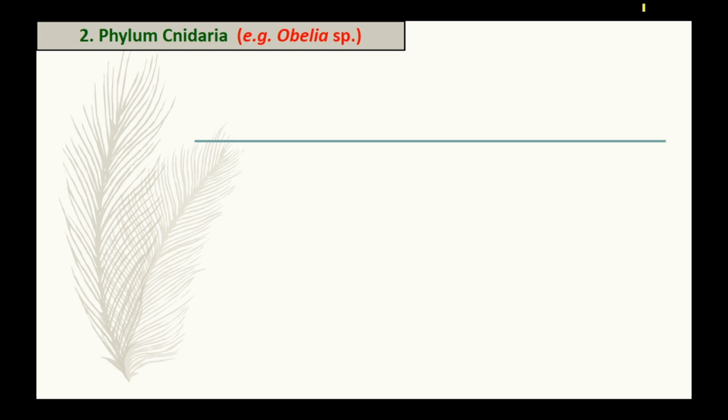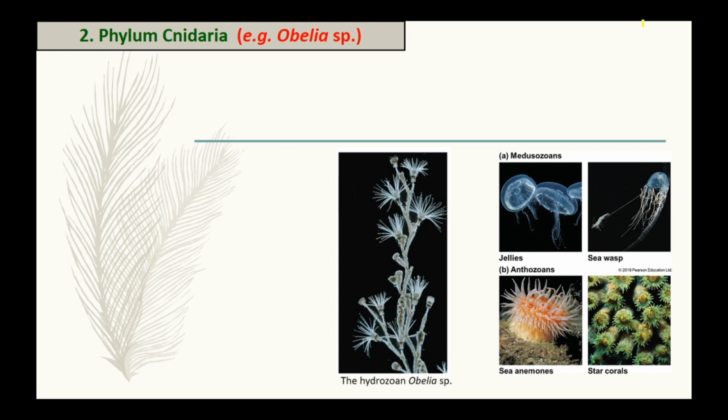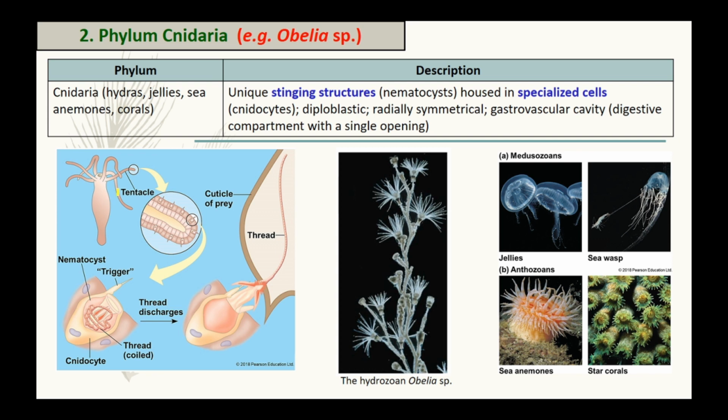The second phylum is Cnidaria. The main example is Obelia sp from the class Hydrozoa. Other examples are jellyfish, hydra, sea anemone, and star corals that are found in sea water. Most animals in this phylum have tentacles with a unique stinging structure, that is nematocysts, found in a specialized cell called cnidocytes. This structure is used to trap prey as their food and protect them from predators.